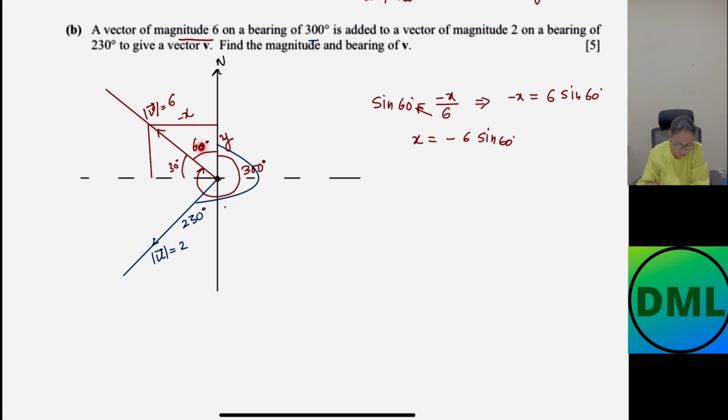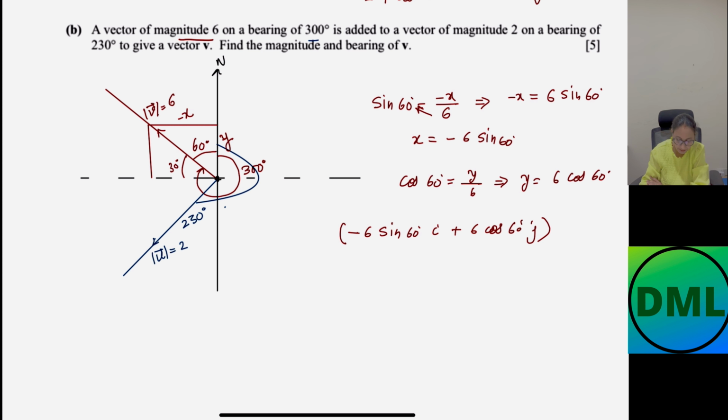I have to calculate the value for y. For this 60 degree, this y is base and we have the hypotenuse. The relation between base and hypotenuse is cos theta. Let's write down the answer here. Cos 60 degree will be given by y over 6. If I calculate the value for y from here, that will be equal to 6 cos of 60 degree. Let's write down the vector here: minus 6 sin 60 degree i plus 6 cos 60 degree j. That will be your vector in this direction.